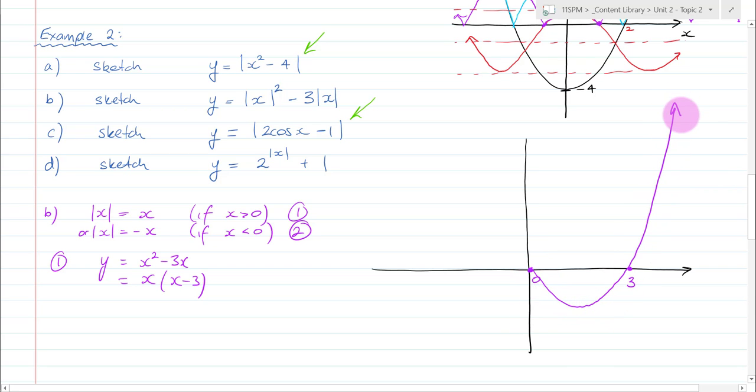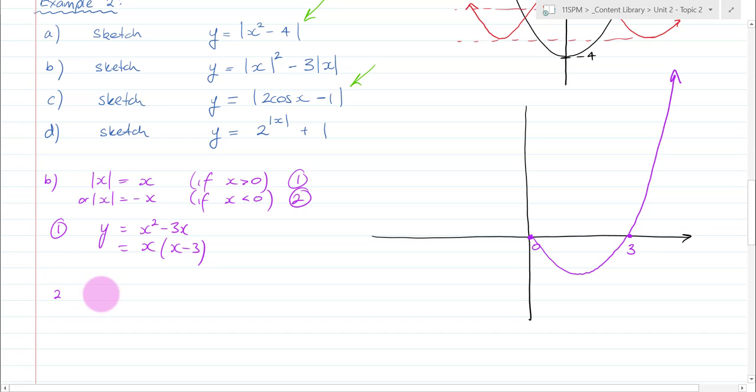In the negative section, part 2, y is equal to, this time, instead of a negative value, we get negative x squared minus 3 times negative x. So we know that x is negative, so we have to negate that because that's what the modulus will do. So we get x squared plus 3x. And that gives us a factorization of x times x plus 3. And so in the negative section, we get an x-intercept of 0, and an x-intercept of negative 3. And so our function will look like this.